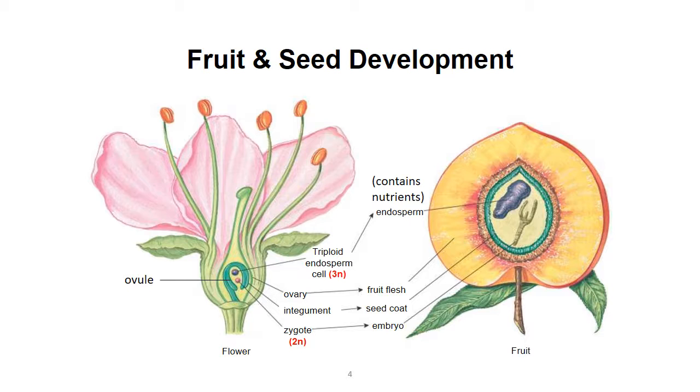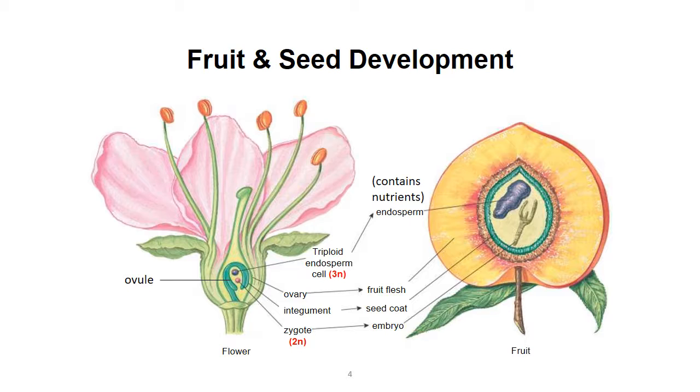Of course you know that the ovules will form the seed and the ovary will form the fleshy fruits. The integument, now take note of this integument. The integument will give rise to the seed coat. So I hope you remember that the integument forms the seed coat. And then the zygote, which is diploid, will give rise to the embryo.